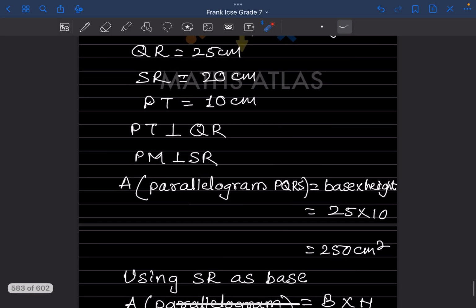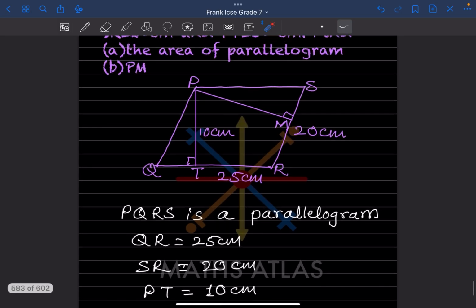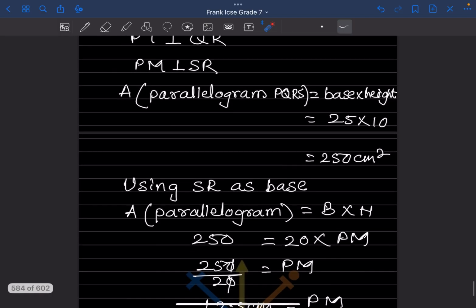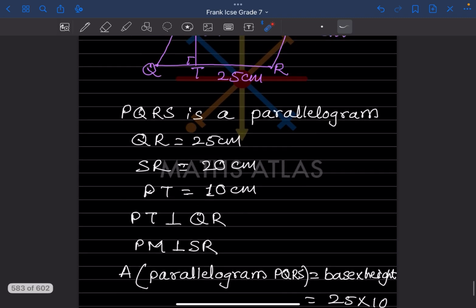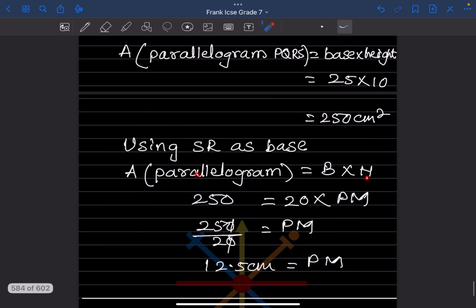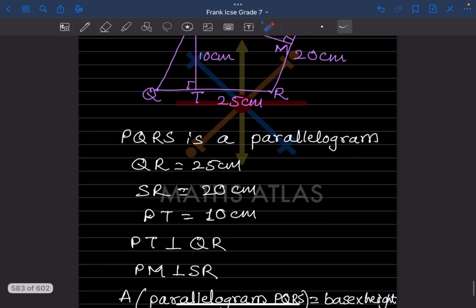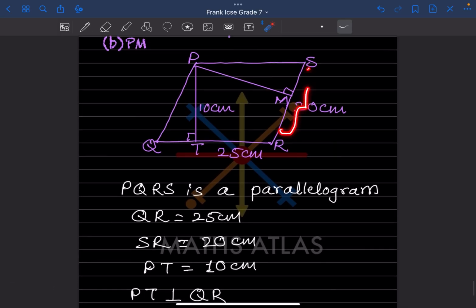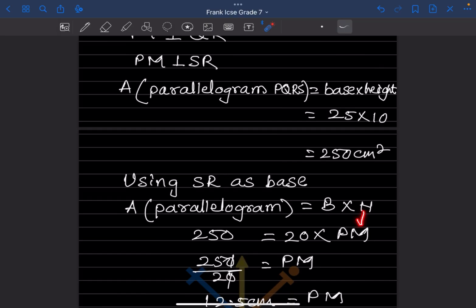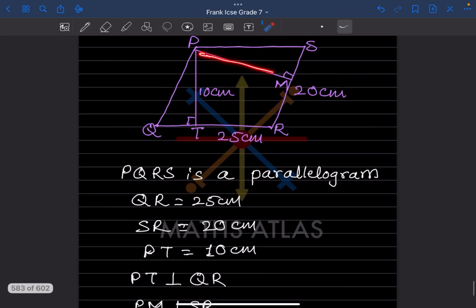Now again, we will take this SR as the base and this is the height of it. So using SR as base, previously we had taken QR as the base. Now the area of parallelogram is again base into height. We already got the area of the parallelogram, that is 250, so below this we write 250, and the base is given here as 20. So 20 into this height, which is PM. This we don't know, that is what we have to find out.